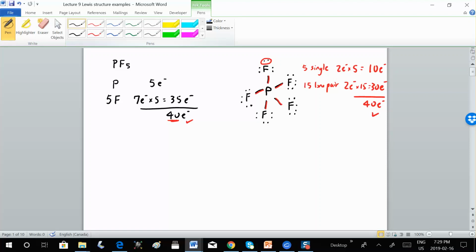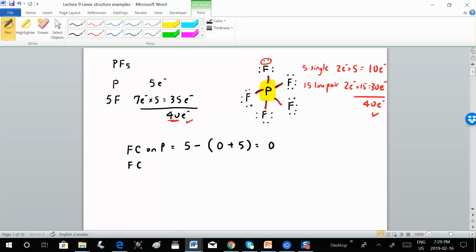Next, I'm going to calculate the formal charges. So formal charge on phosphorus. Number of valence electrons on phosphorus is 5 minus the sum of non-bonding electrons. If you take a look at phosphorus, there are 0 non-bonding electrons, and there's a total of 5 bonds. So 5 minus 5 is 0. So this is good. We have a formal charge on phosphorus equal to 0.